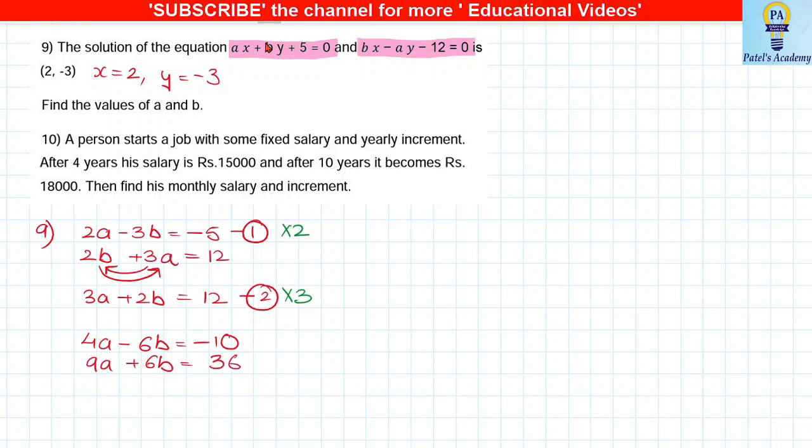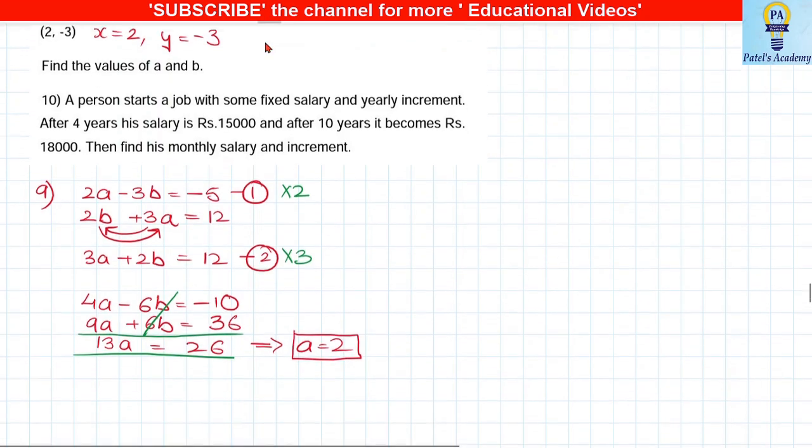36. Okay, so we are adding, 6b will cancel, 13a equals 26. If I divide, I get the value of a as 2. Okay, I got a as 2. Now we have to just substitute the value of a and we'll get the value of b.